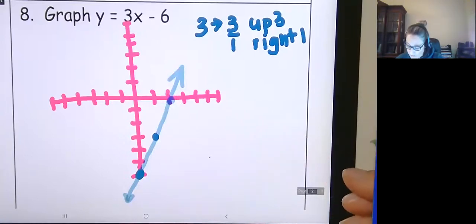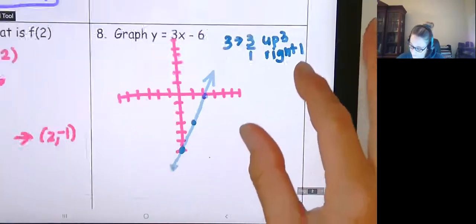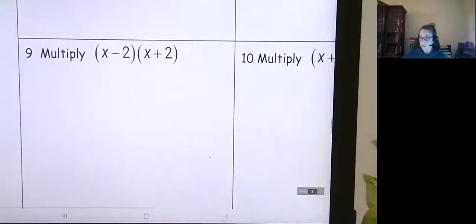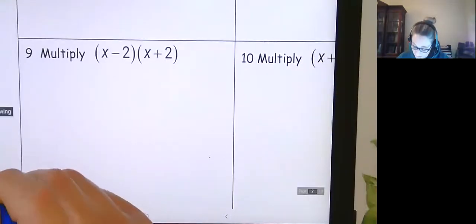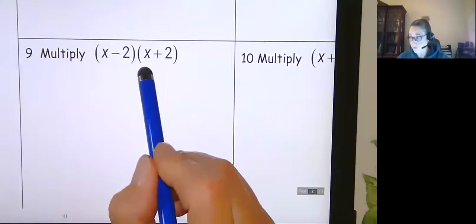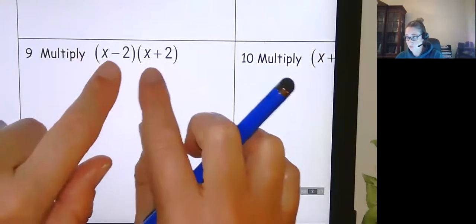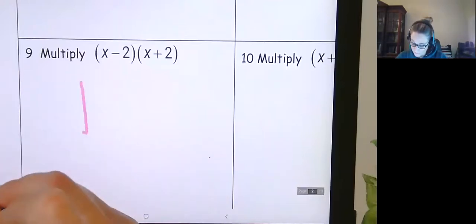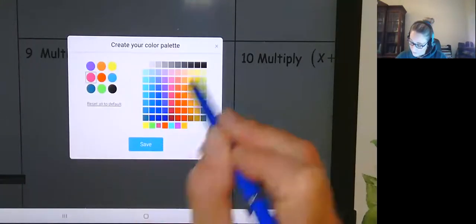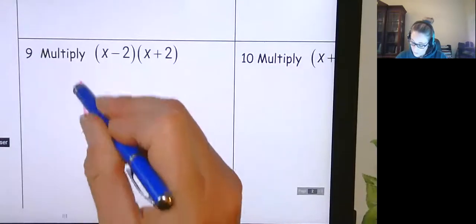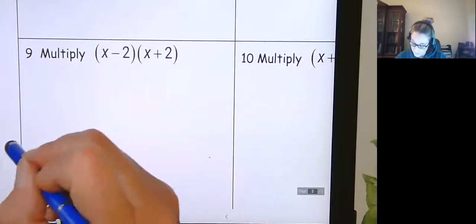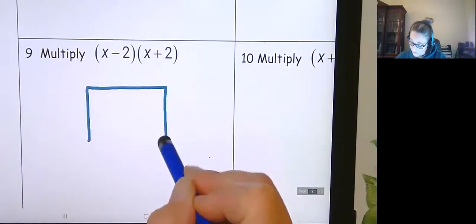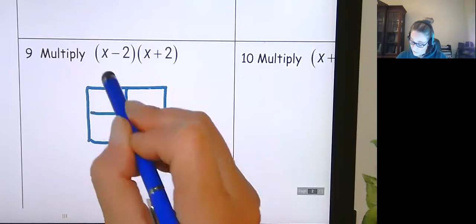Number 9. Let's take a look at number 9. So on number 9, again, this is another area model. And this actually is going to be another difference of two squares when I have the same terms in front and in back, but one's a plus and one's a minus. But again, let's draw our area model. Okay, we may not know that yet, but we're going to learn down the road to recognize these things. So right now, we can just use our area model.